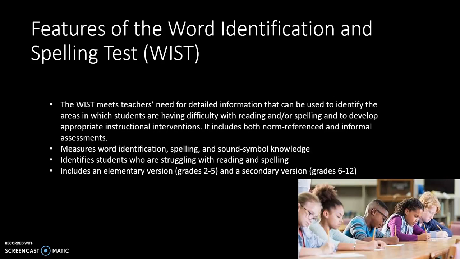Some features of the Word Identification and Spelling Test, or the WIST, are that it meets teachers' need for detailed information that can be used to identify the areas in which students are having difficulty with reading and/or spelling, and to develop appropriate instructional interventions. It includes both norm-referenced and informal assessments. It measures word identification, spelling, and sound symbol knowledge. It identifies students who are struggling with reading and spelling. And it includes an elementary version, grades 2 to 5, and a secondary version, grades 6 to 12. So this test can be administered to students anywhere in the age range of 7 to 18.